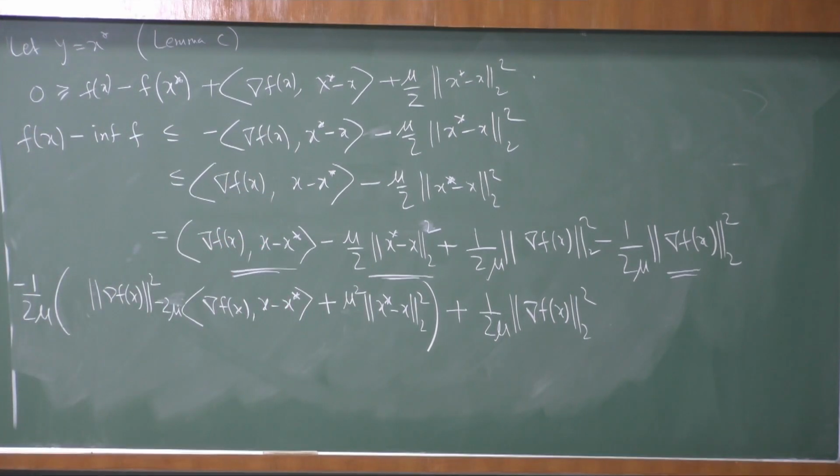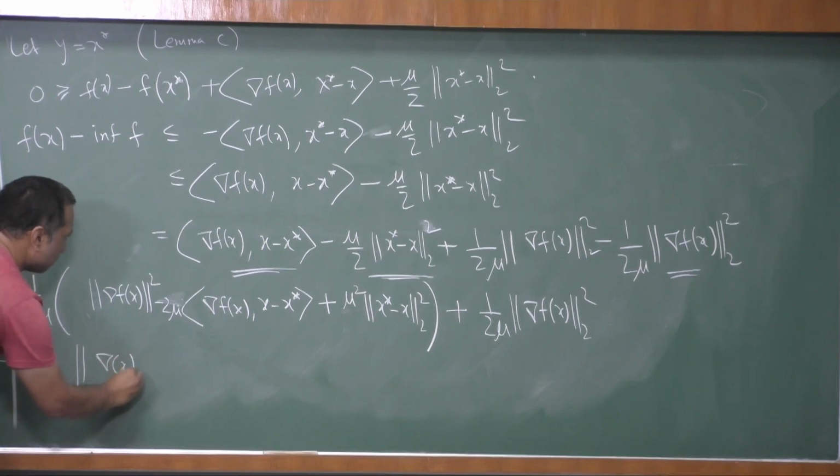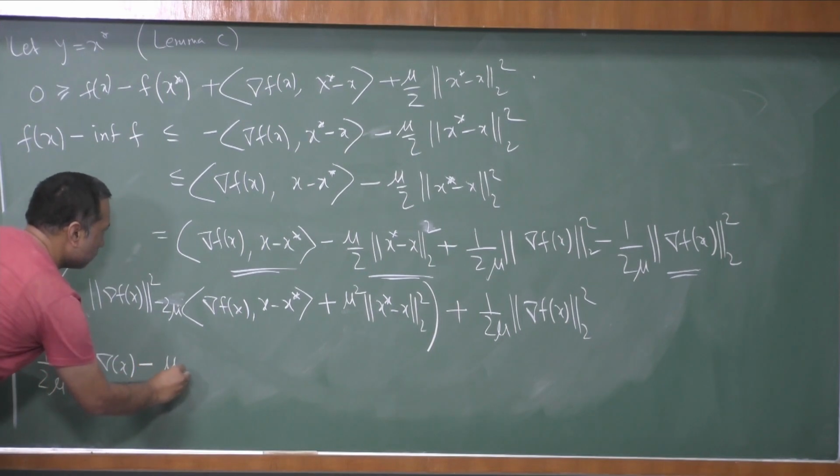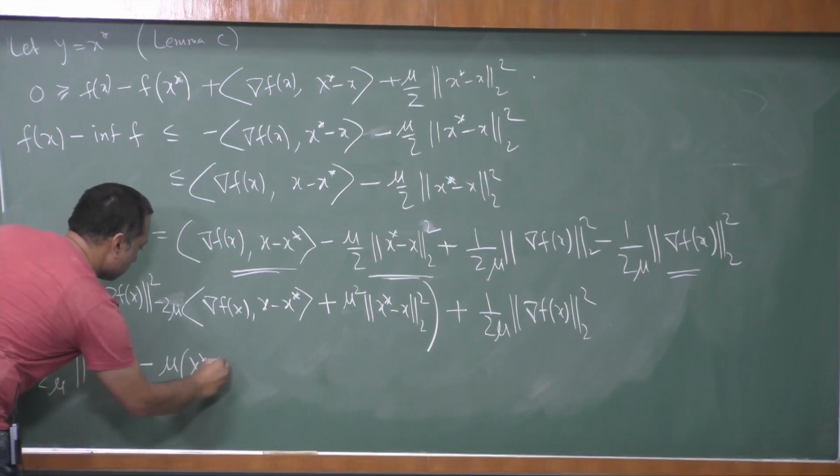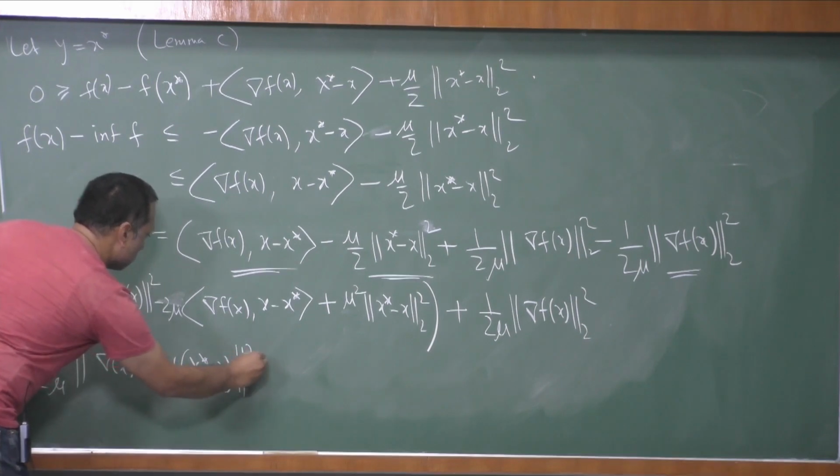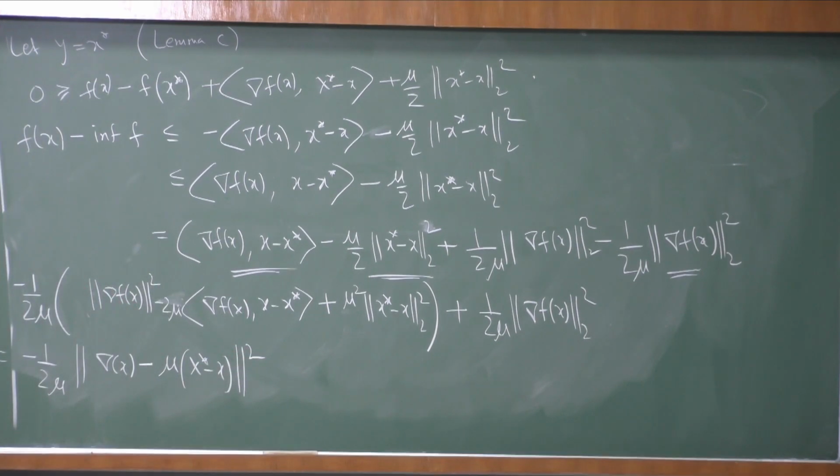Okay. Now it seems of the form (a minus b) whole square. So a is like grad f, and b is like mu (x star minus x). So it is of the form minus 1 by 2 mu norm of (grad f x minus mu (x star minus x)) whole squared. So that's of this form.